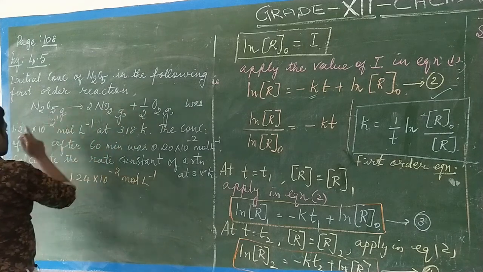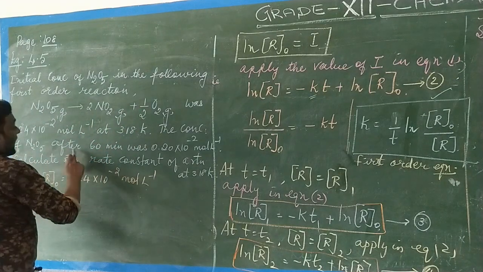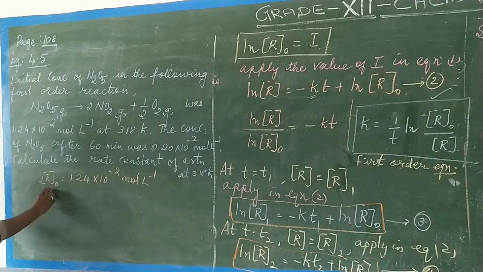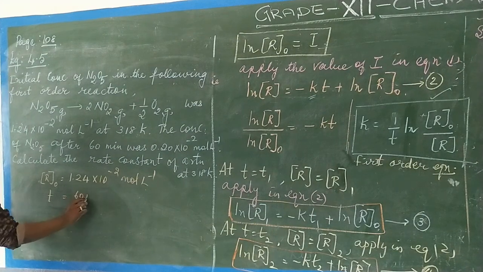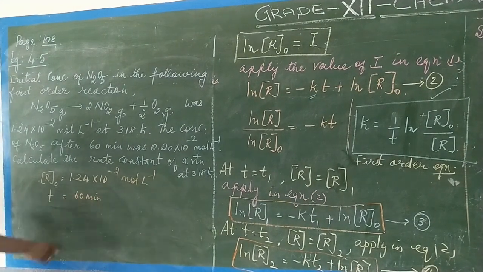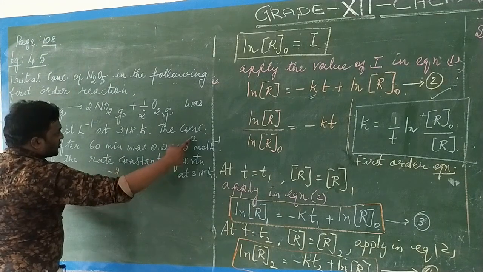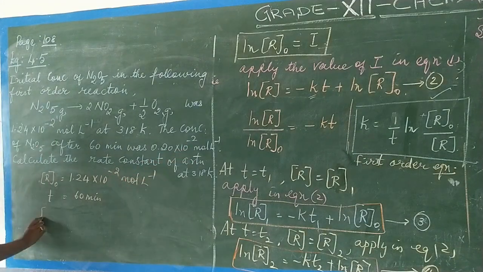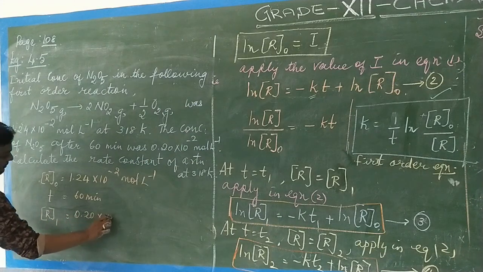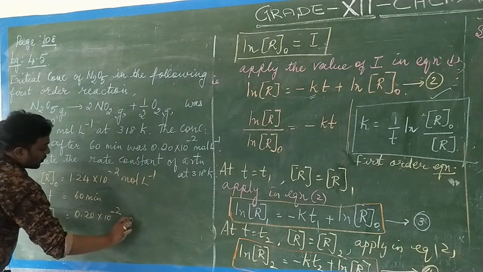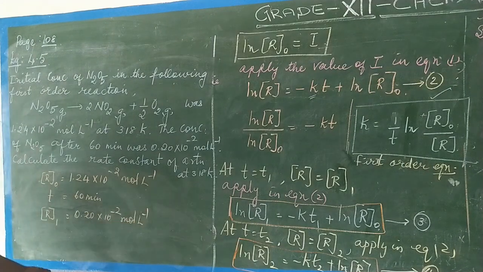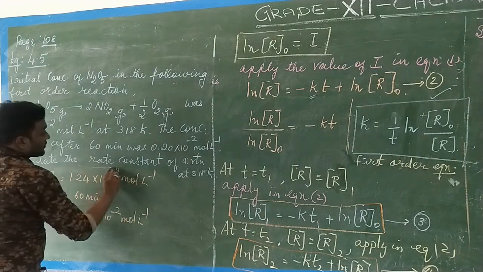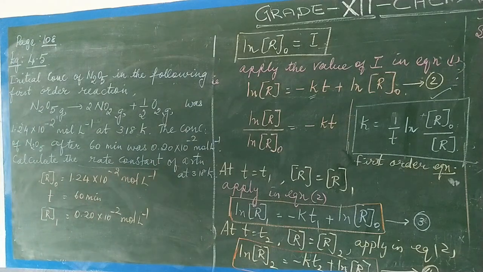The concentration of nitrogen pentoxide after 60 minutes, that is T will be equal to 60 minutes, was 0.20 into 10 to the power of minus 2 mole liter inverse. So therefore the concentration of R1 will be equal to 0.20 into 10 to the power of minus 2 mole liter inverse. Now you have to calculate the rate constant of the reaction at 318 Kelvin.